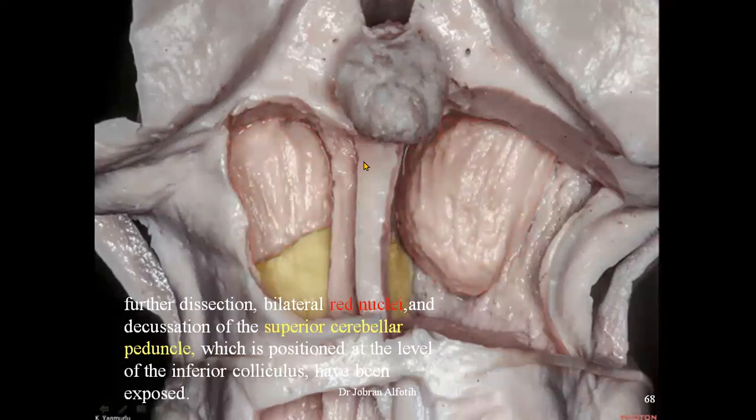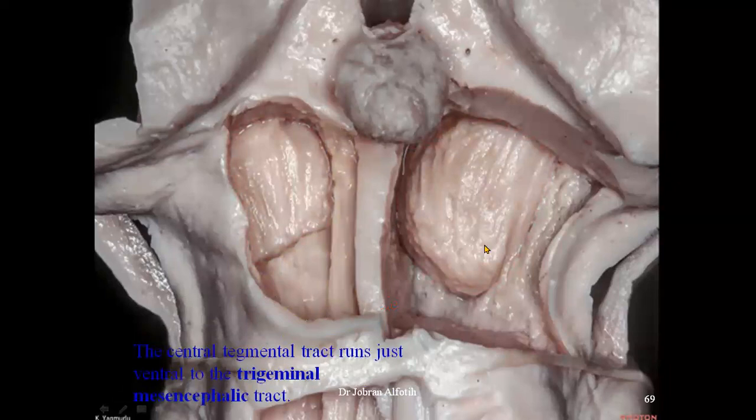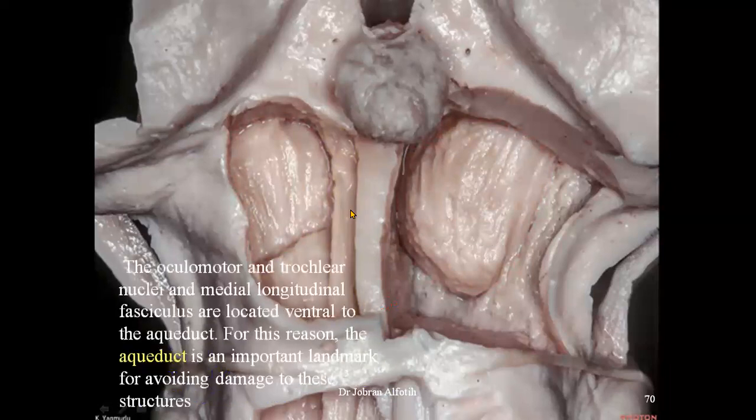Here is another very beautiful section where the bilateral colliculi have been removed, and we see the red nuclei here, and also the decussation of the superior peduncle in this area, positioned at the level of the inferior colliculi, which has been exposed. The central tegmental tract runs ventral to the trigeminal mesencephalic tract. The oculomotor and trochlear nuclei and medial longitudinal fascicles are all located ventral to the aqueduct.